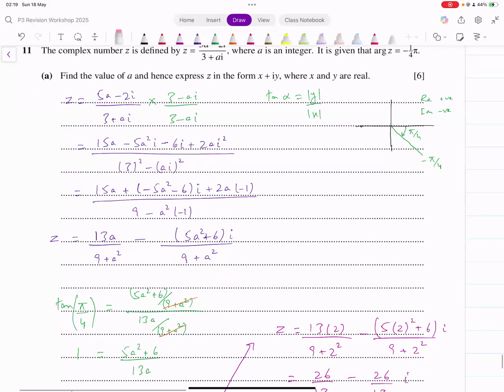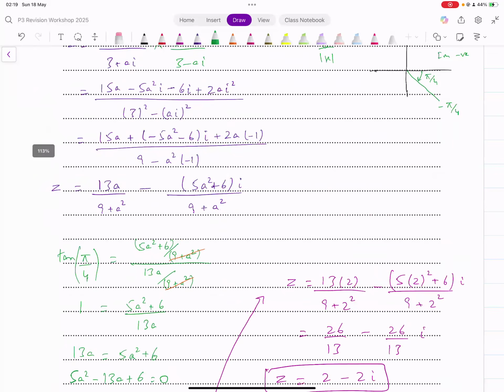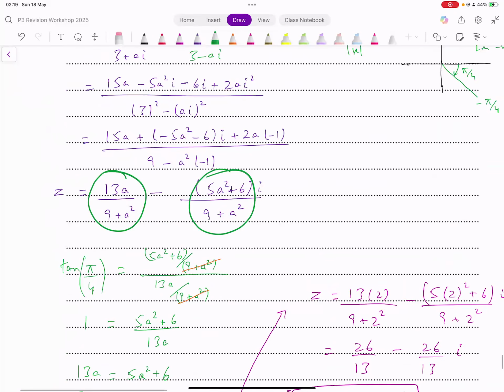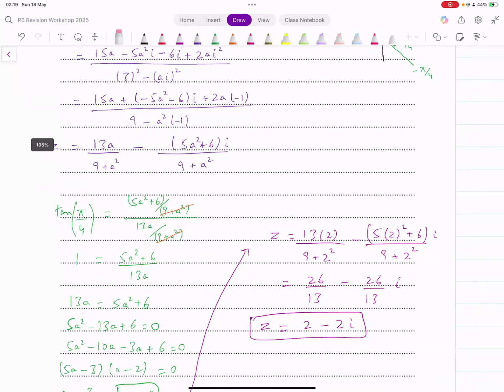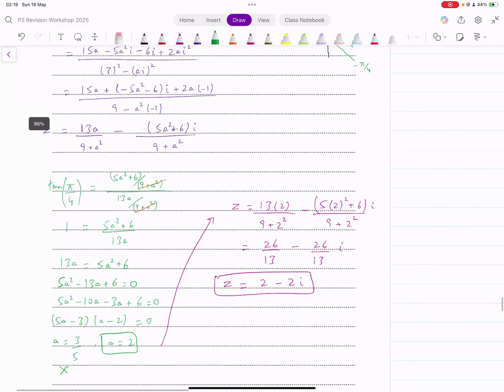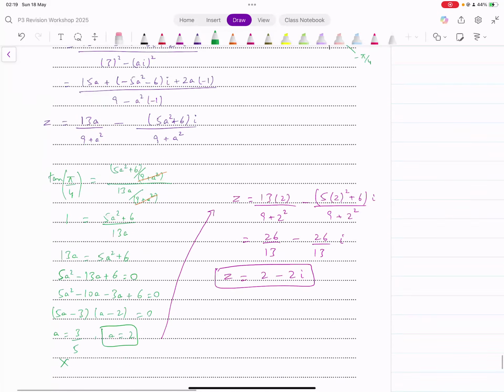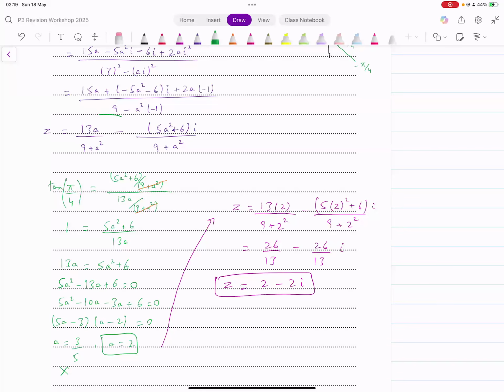So now we can apply that formula. We can say tan of 5/4, that should equal the imaginary part divided by the real part. And then we get an equation from that. Solve that equation to find the value for a. We're getting two values of a here. They said that a is supposed to be an integer, so we only consider the integer value. Put that value of a back in this, and that gives you the complex number in x plus y iota form.